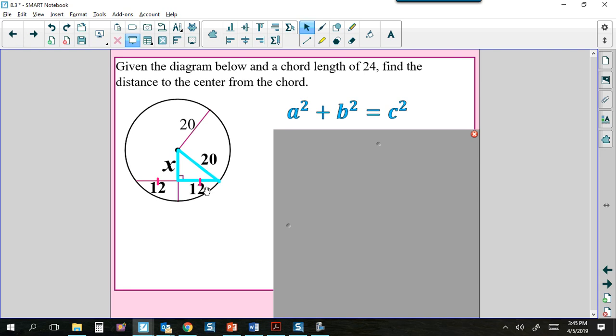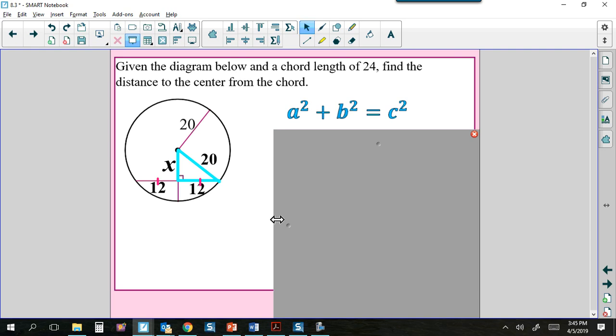Because I know 24 is the entire length of the chord, and I know the chord is bisected, then I know this must be 12 and this must be 12. This is another one where you need to make yourself a note. The chord is bisected. The radius is not.